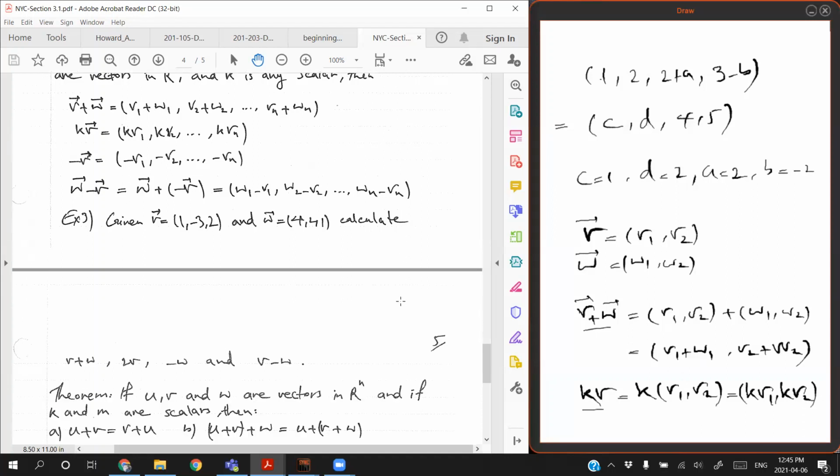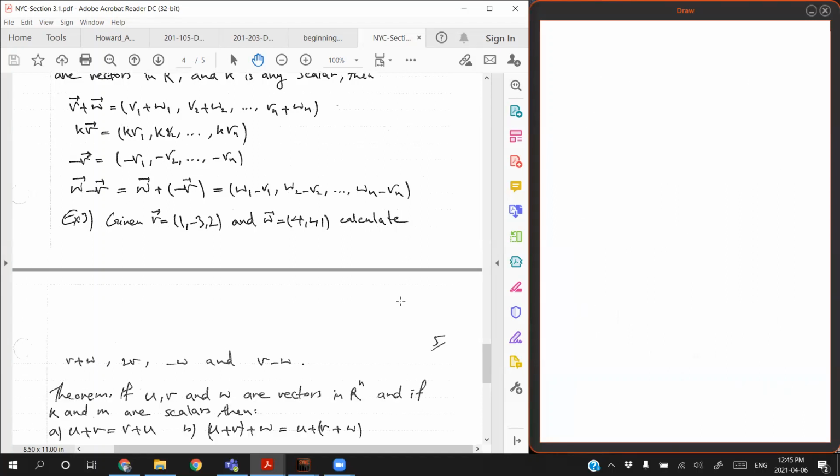Okay, I'm going to give you some time to work on this problem here. Let's say v is a vector from R3 with components 1, -3, 2, and w is a vector from R3 with the components 4, 2, 1. And you're supposed to calculate v plus w, 2v minus w, and finally v minus w. I'm going to give you a couple of minutes for this.